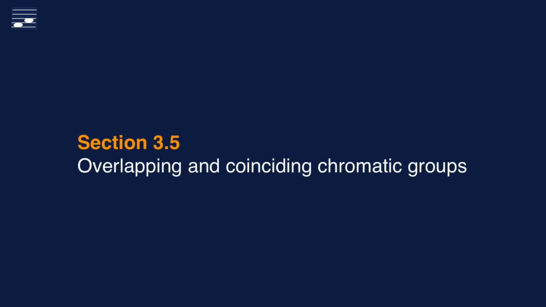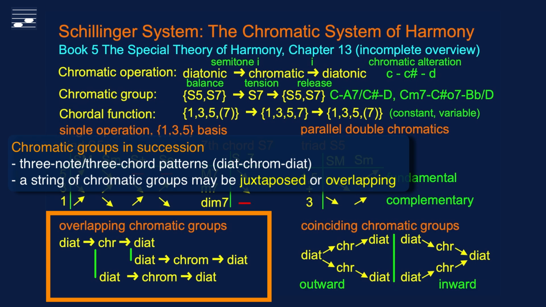For this episode on chromatic harmonization, we need two more elements from the Schillinger chromatic system of harmony. Chromatic operations yield 3-note patterns. These may be juxtaposed, where the next chromatic alteration starts on or after the closing note of the previous group. Alternatively, we find overlapping groups, with the next pattern starting on the middle element in the group.